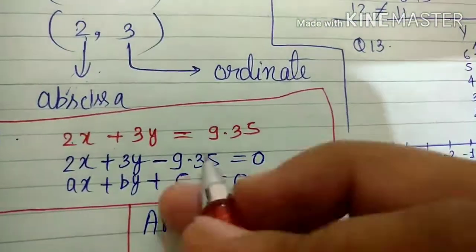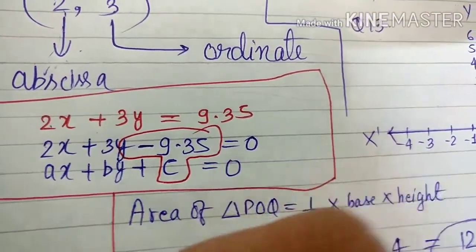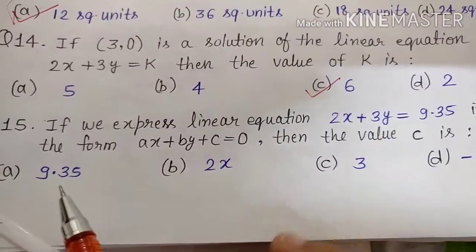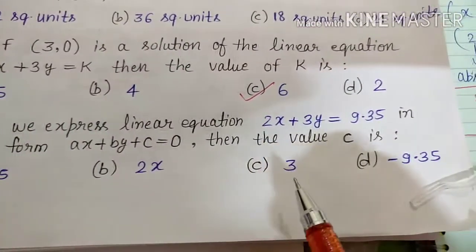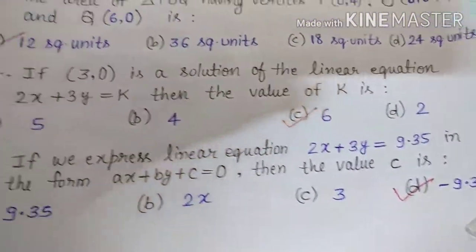Now they ask the value of c here. So what is the value of c? The value of c is minus 9.35. So just check whether minus 9.35 is given in the question. 9.35 no, 2x no, 3y no, minus 9.35. So D is our correct answer.